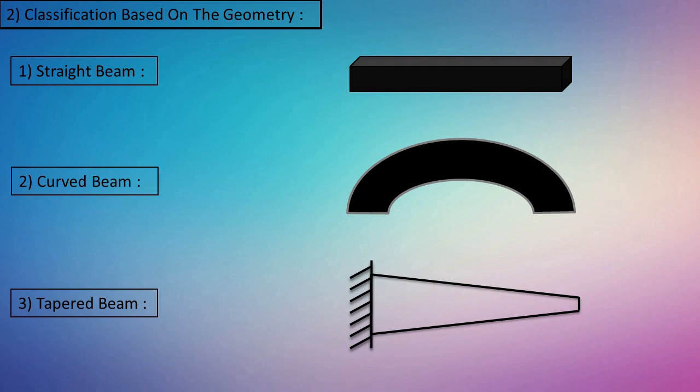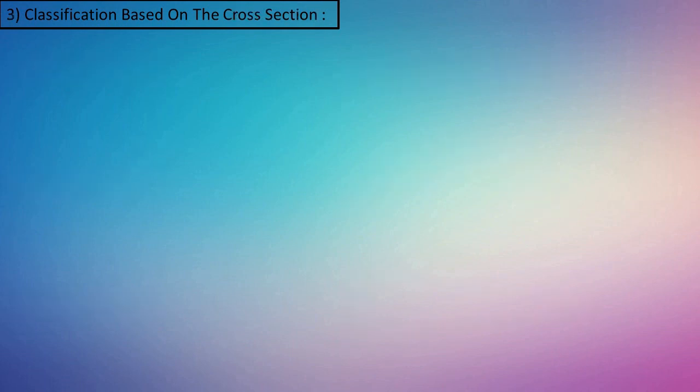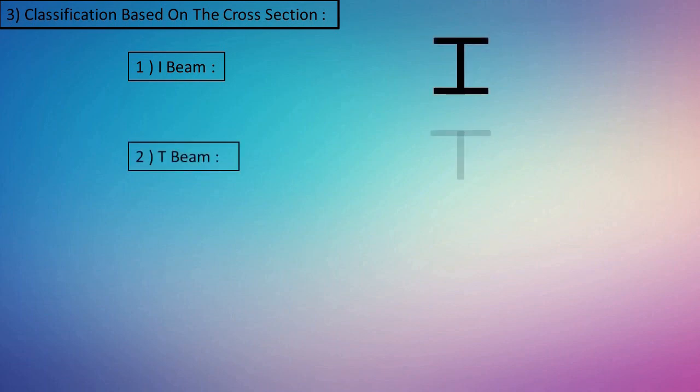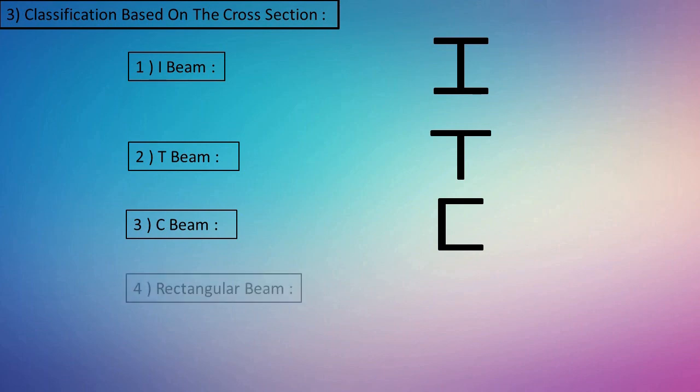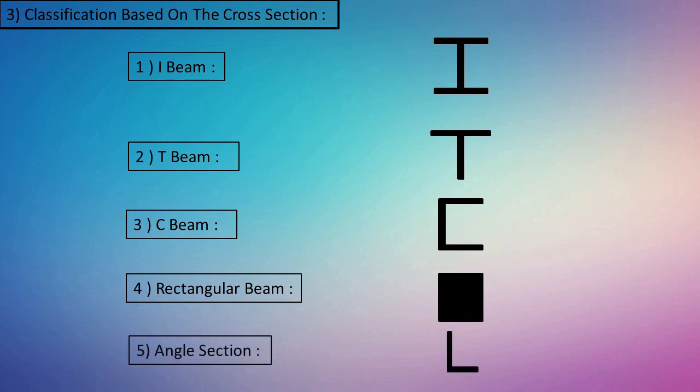Now we will talk about the classification of beams based on cross section. In this type, beams are classified based on the shape of their cross section. First one is the I-beam. Second one is the T-beam. Third one is the C-beam. And fourth one is the rectangular beam. It has a rectangular cross section. And the last one is the angle section. So this was the classification of beams based on cross section.